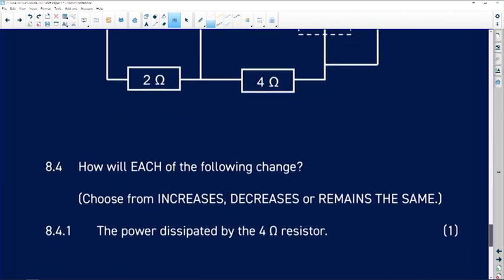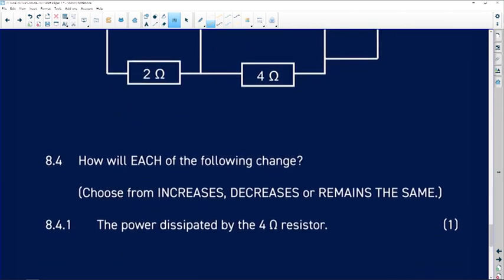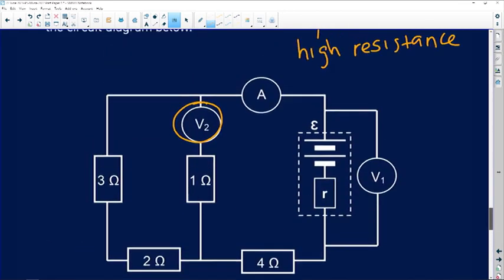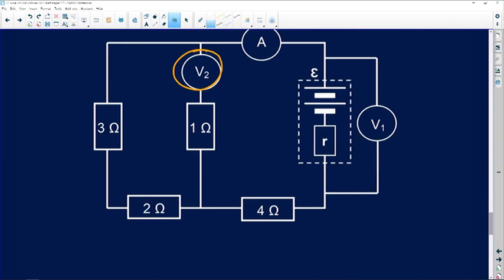Let's check the questions now. How will each of the following change? Choose from increase, decrease, or remain the same. So we are given a choice as well. The power given off by the 4 ohm resistor. Let's check what will happen if this switch is replaced by the voltmeter. It means that we have a high resistance here, so low current or no current at all will pass through here. So in fact this resistor here is no longer functioning.